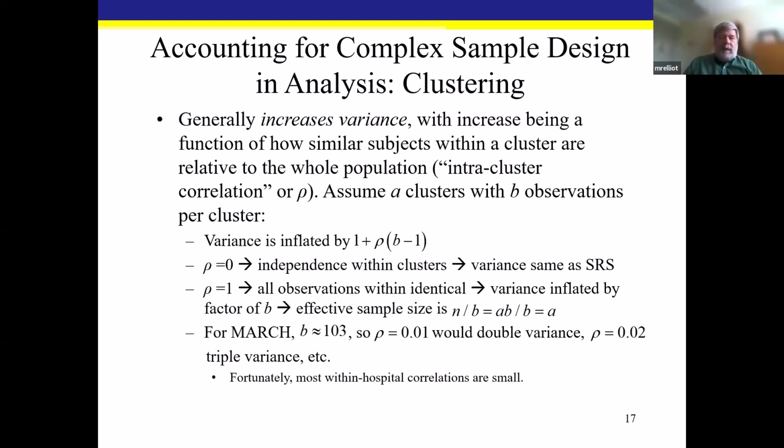So for March, B is about 103, 1130 divided by 11. So a rho of 0.01 doubles variance, 0.02 would triple variance, and so on and so forth. Unfortunately, most of the in-hospital correlations are very small. So we don't expect a lot, usually much closer to 0 than to anything like 1.